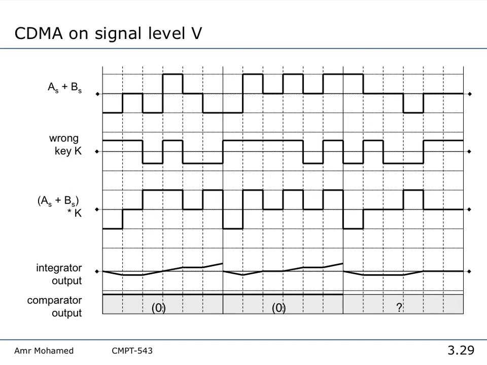Because remember, this 6-bit duration corresponds to only 1 bit of data. So how do you extract the original bit of data? They usually use the integrator, which sums all the values of these 6 bits. If the answer is positive, it means 0. If the answer is negative, it means 1.